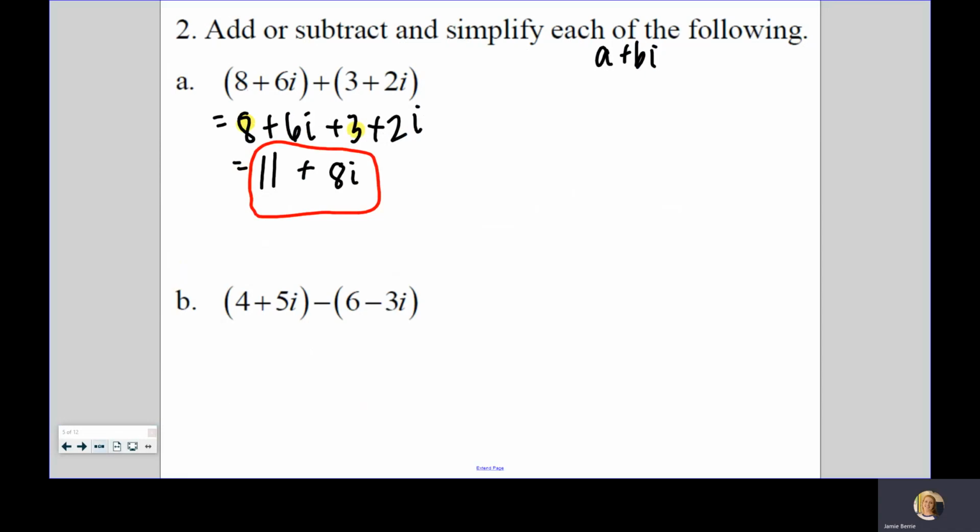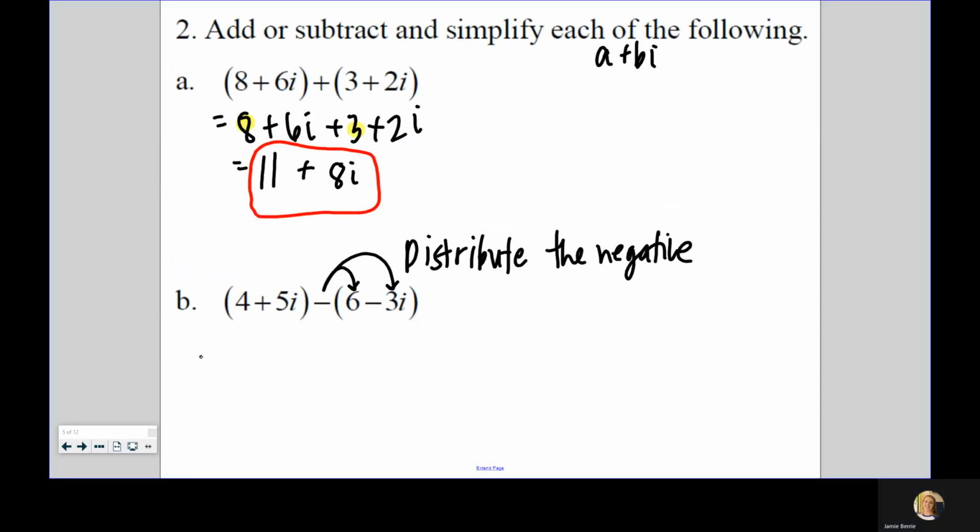All right, and then we'll move on to the subtraction problem. Just one little extra thing to remember when you're doing subtraction. Don't forget, if we have something like 4 plus 5i minus an expression like 6 minus 3i, you need to distribute that negative, just like we did back when we were just using variables and numbers. So nothing different here. Just one little extra thing to remember.